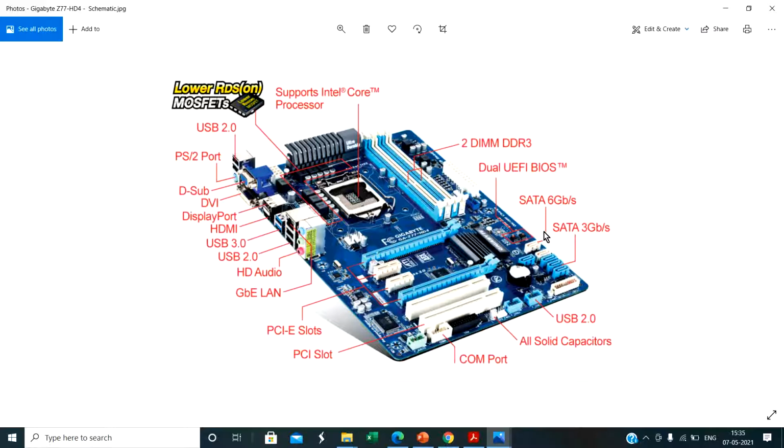Then SATA 6GB. These ports are used to connect the hard disks. Your computer hard disk is connected by this port. Then the CMOS cell. This cell is one type of battery, one cell, that is connected to that port, which maintains your system clock. So these are the various components of the motherboard.